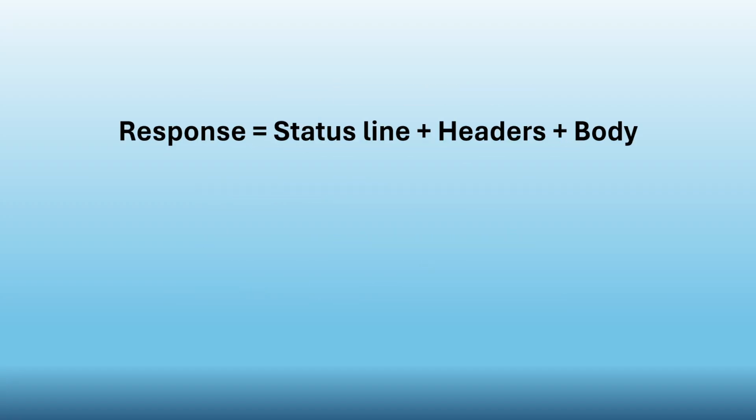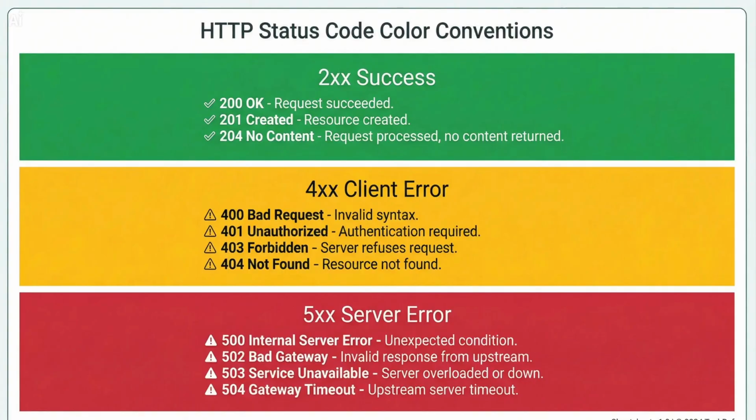A response also has structure: status line, headers, and body. Status codes are the language between client and server. 200 OK, request succeeded. 201 Created, resource created. 204 No Content. 400 Bad Request. 401 Unauthorized. 403 Forbidden. 404 Not Found. And 500 Internal Server Error.